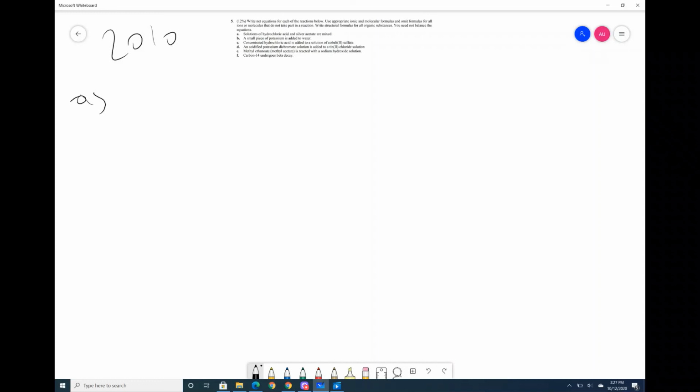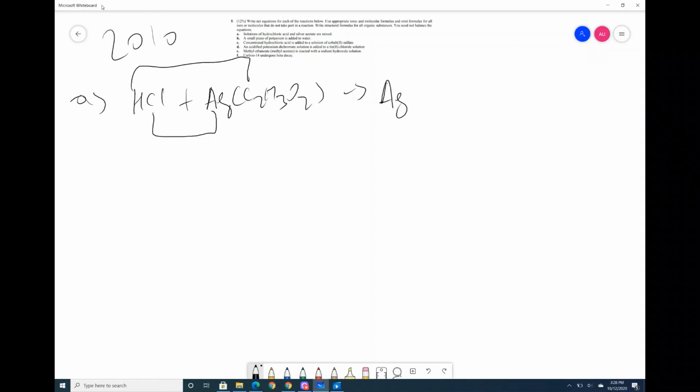Solution of hydrochloric acid, so we have HCl. We should also write states of matter. I'm too lazy to do it. And silver acetate. So this is just a double displacement reaction. Acid, base, and precipitation, I guess. So we're going to have AgCl plus acetic acid. Easy one. Let me just erase this so I can have more space.